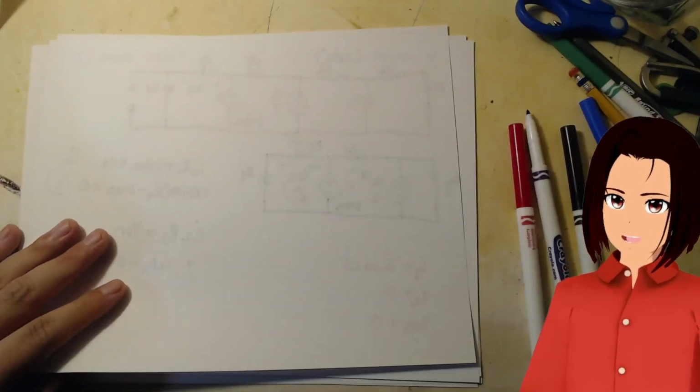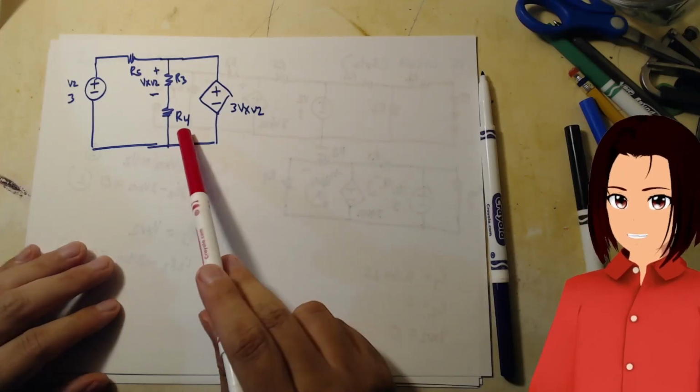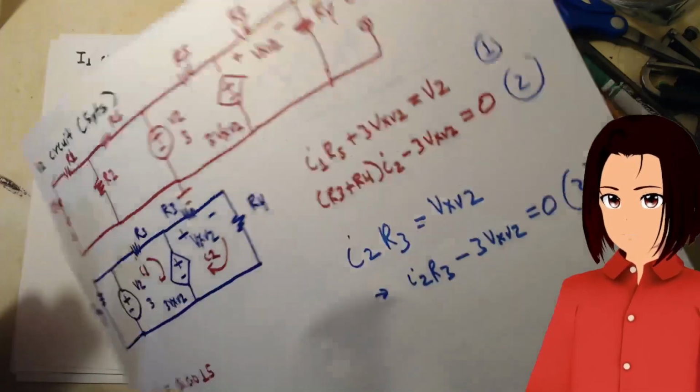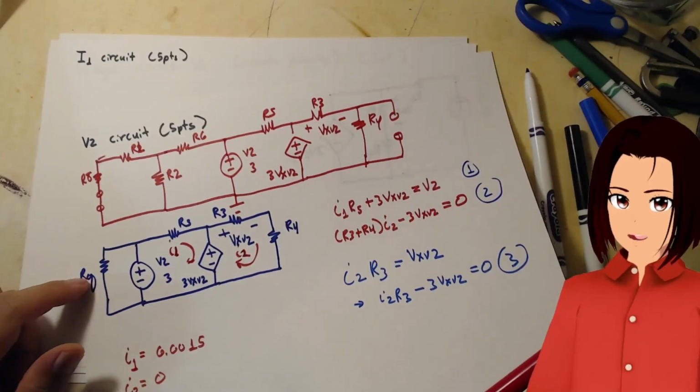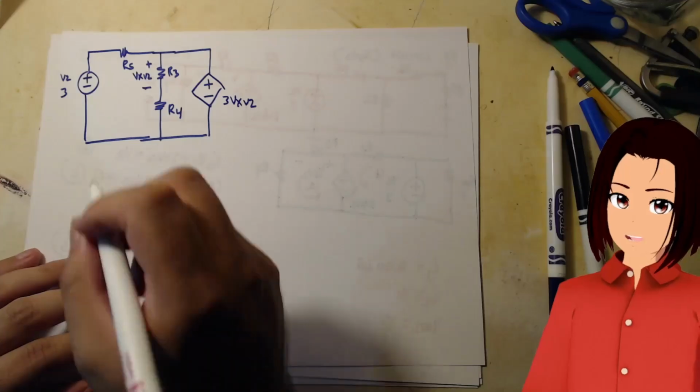I want to redraw the circuit another way. I drew the circuit another way. This circuit is the same circuit as this. I didn't draw the R equivalent, I don't need to. So let's do mesh analysis again.